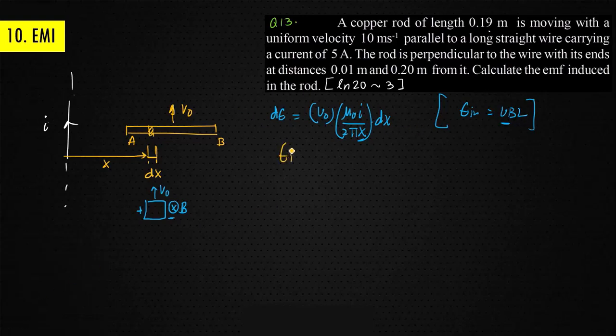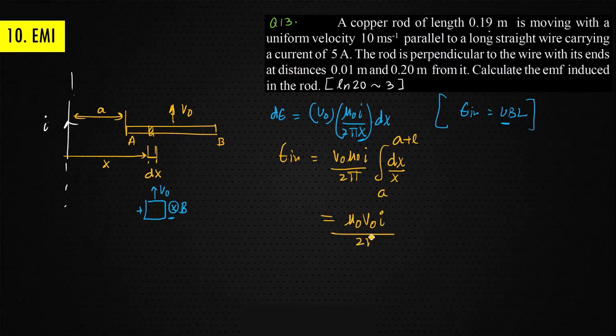So total induced EMF should be equal to the integration of this. So v0 μ0 I by 2π comes out of the integration, and the only thing is the integration of dx by x. Now the limit of x. Let us say this value is a, and the length of the rod is L. So starting from a to a plus L, ultimately I am getting μ0 v0 I divided by 2π into ln of (a plus L) by a.